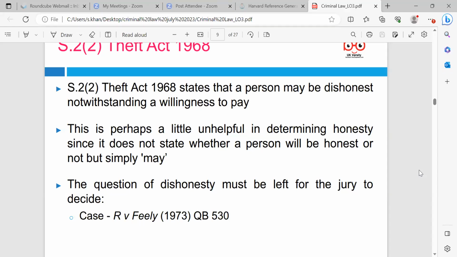And the leading case for this is the case of R and Feely. And in this case, the defendant was a branch manager of a firm of bookmakers.